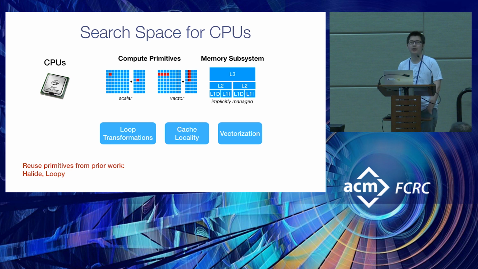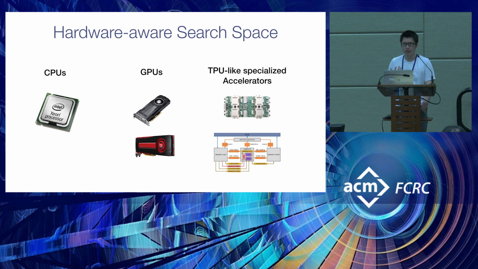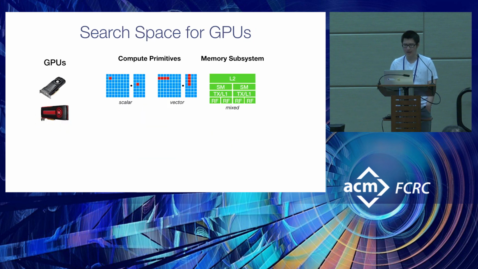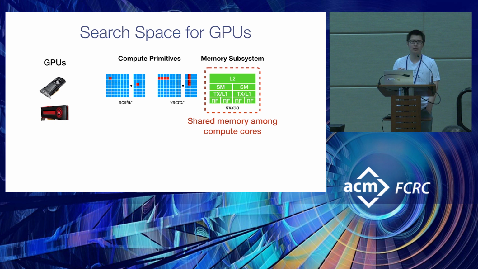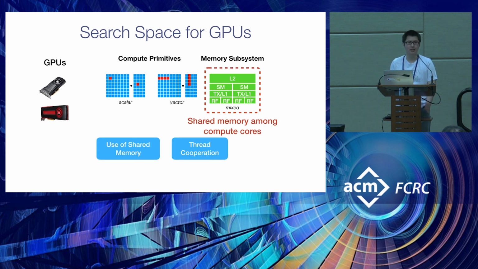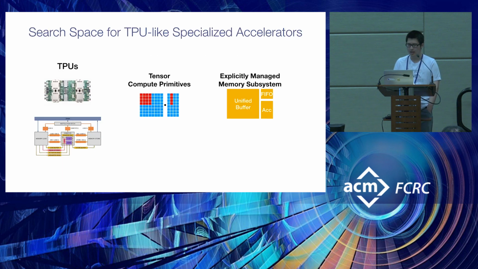For CPUs, we can reuse many of the existing techniques in CPU optimization, including loop transformations, cache locality, and other optimizations that Eddie will also touch on. But what's more interesting is how we support GPUs and TPU-like specialized accelerators. For GPUs, one of the important things is that we want to build primitives that make use of shared memory, so that we can do cooperative memory fetching to the shared memory and reuse many of the shared memory workloads. And perhaps the most exciting thing is how we can enable specialized TPU-like accelerators?